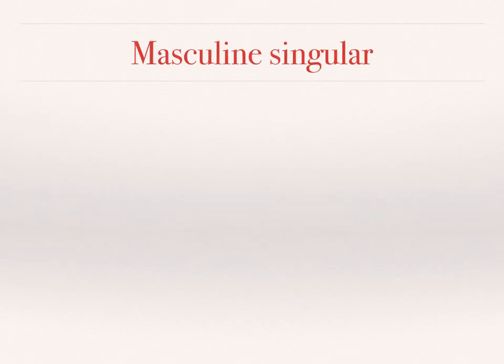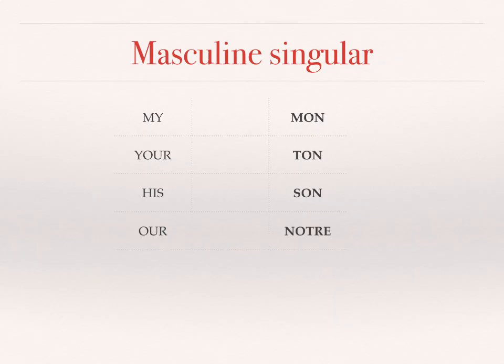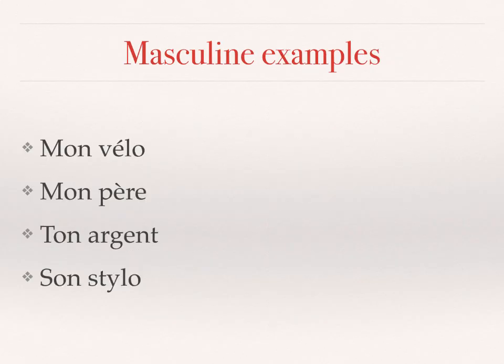Okay. So the masculine singular form of the possessive adjectives in French. To say my, you will say mon. Your, ton. His, son. Our, notre. Your, votre. Their, leur. Some examples. Mon vélo, mon père, ton argent, son stylo. My bike, my father, your money, his pen. All these words are masculine.